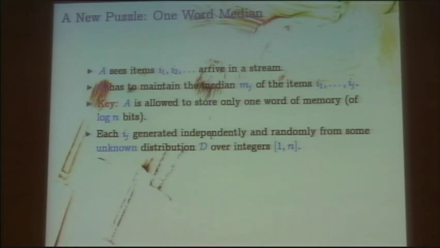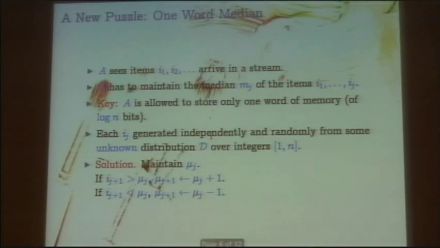Okay? If you think about it, there's not much Alice can do. And the most natural thing for Alice to do is to say at every moment there's one number, which is the guessed median. And when you see a new number more than your current number, then you increment your current estimate by 1. And if it's less than your current number, you decrement your current estimate by 1.